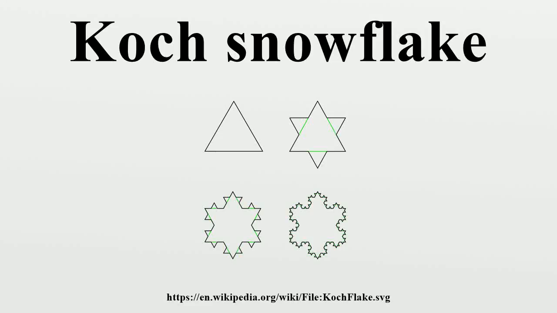The Koch snowflake is a mathematical curve and one of the earliest fractal curves to have been described. It is based on the Koch curve, which appeared in a 1904 paper titled "On a Continuous Curve Without Tangents, Constructible from Elementary Geometry," by the Swedish mathematician Helge von Koch.